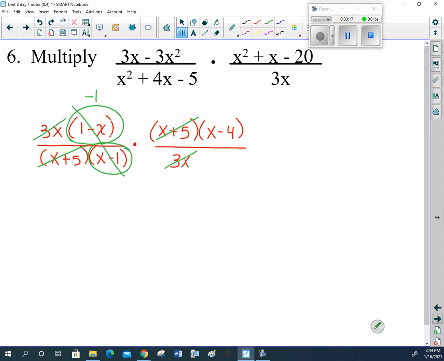So what am I left with? I'm left with negative 1 times x minus 4. So we would go ahead and do the distributive property on that, and you'd end up with a negative x plus 4 for your final answer.